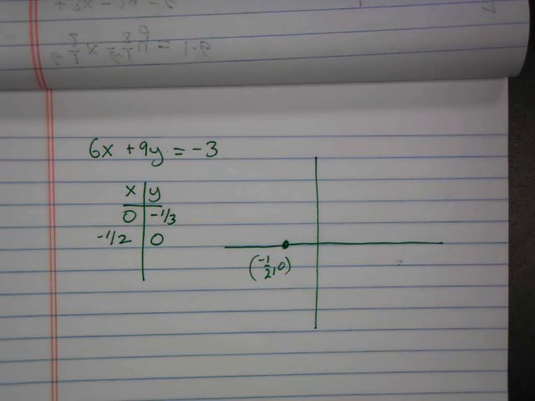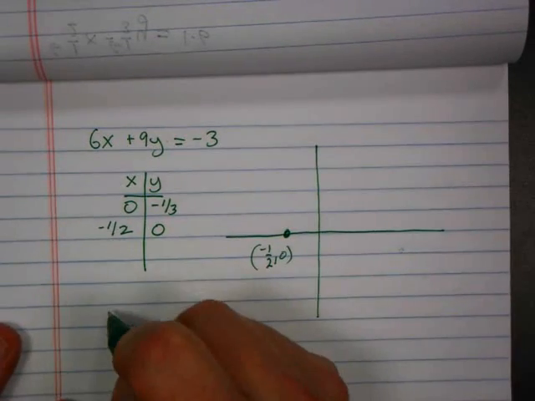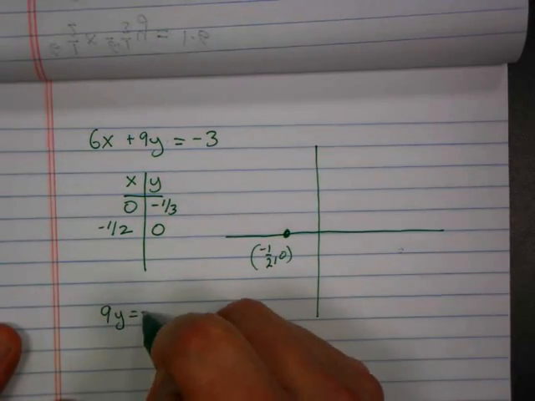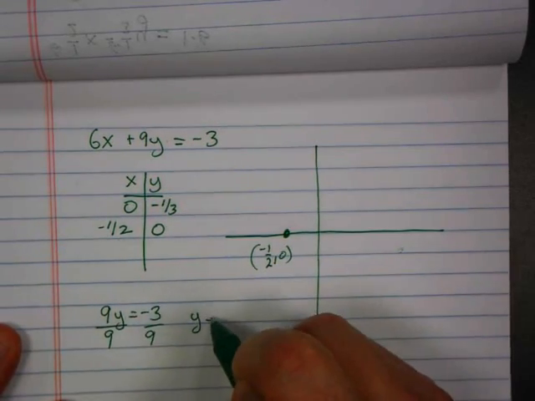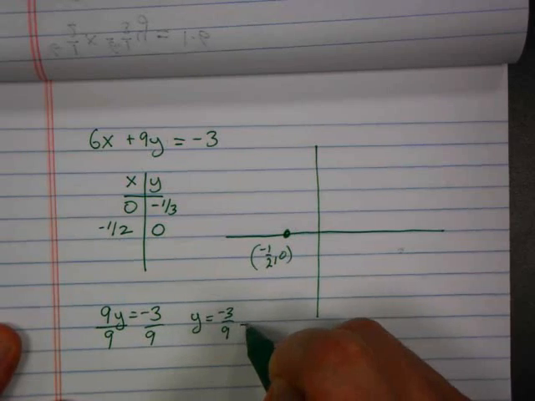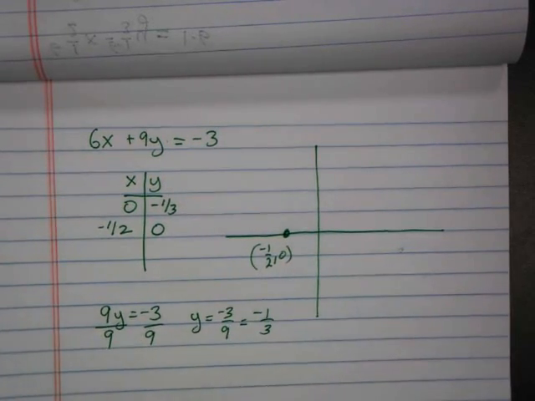So 9 divided by -3 is 1/3. Is that how you got that -1/3? Right, so we had 9y equals -3. So I had to divide by 9. So I have y as -3 over 9. And I can cancel top and bottom by 3.